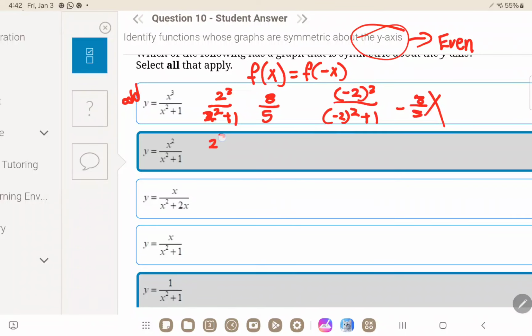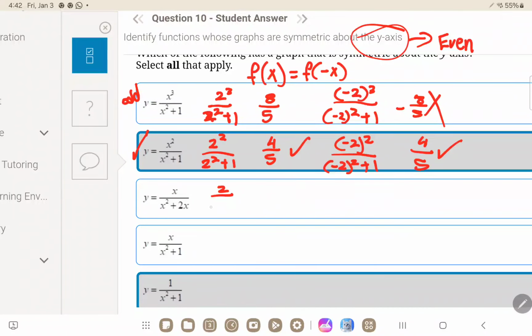Now here, 2 squared over 2 squared plus 1, you get 4 over 5. Here, if you do negative 2 squared over negative 2 squared plus 1, you also get 4 over 5. Are they the same? Yes, they're the same, so this is correct, even.